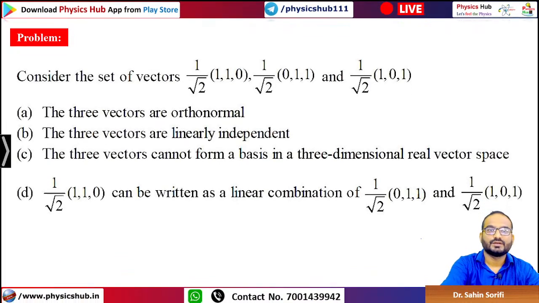This next question. Consider the set of vectors, and 4 options are given. They are orthonormal, linearly independent, they form a basis, or you can write one vector as a linear combination of the other two. Can you tell me which one is correct?